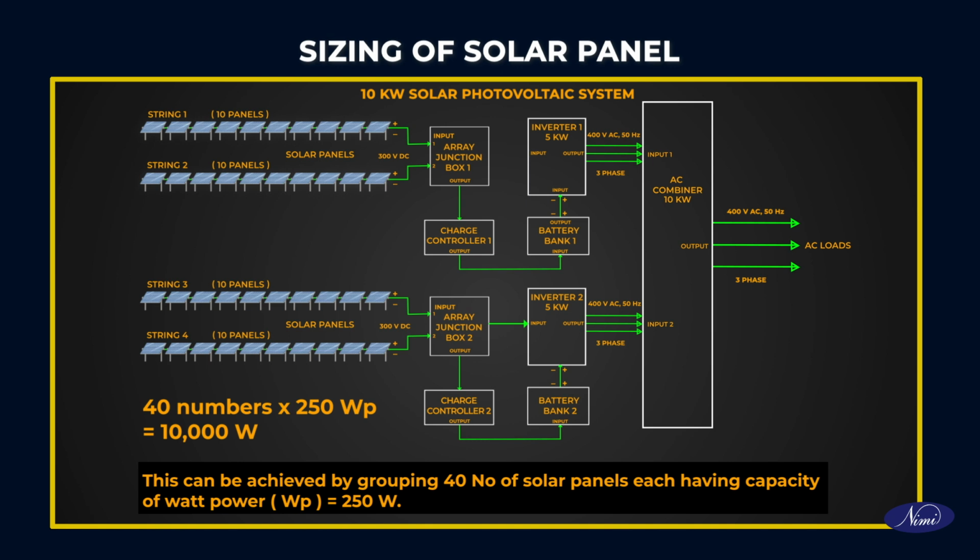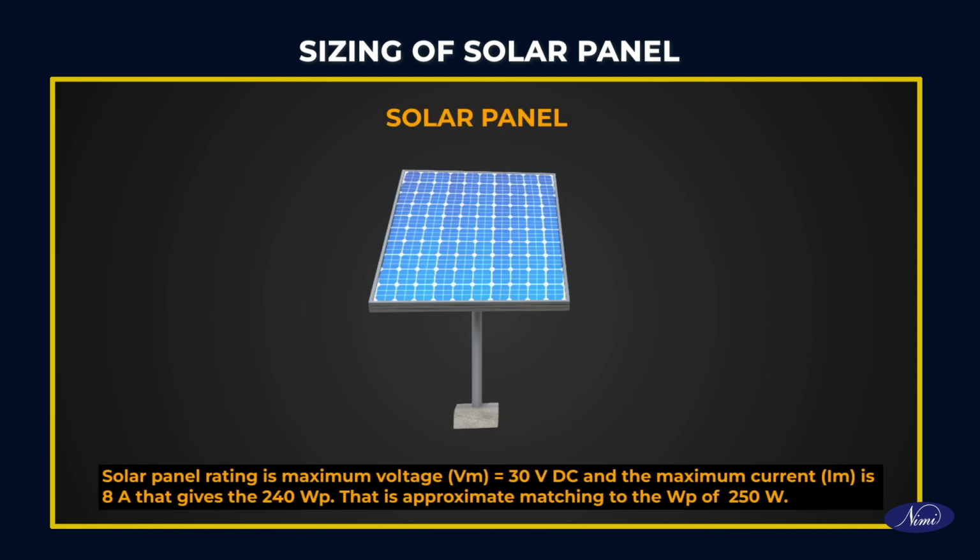This can be achieved by grouping 40 solar panels, each having a capacity of watt peak, Wp, equal to 250 watts. The solar panel rating is maximum voltage Vm equal to 30 volts DC and maximum current Im equal to 8 amperes, which gives 240 watts of power, approximately matching the watt peak of 250 watts.